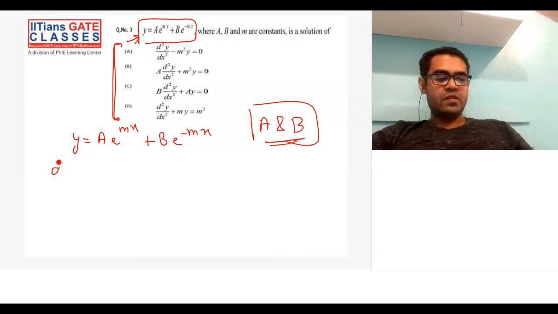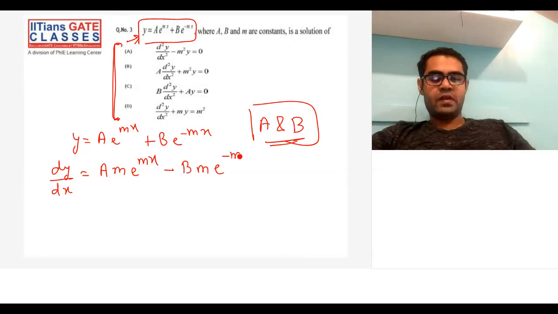So let me just find the first derivative. a into m into e raised to power mx and minus b into m into e raised to power minus mx. I'll take one more derivative.